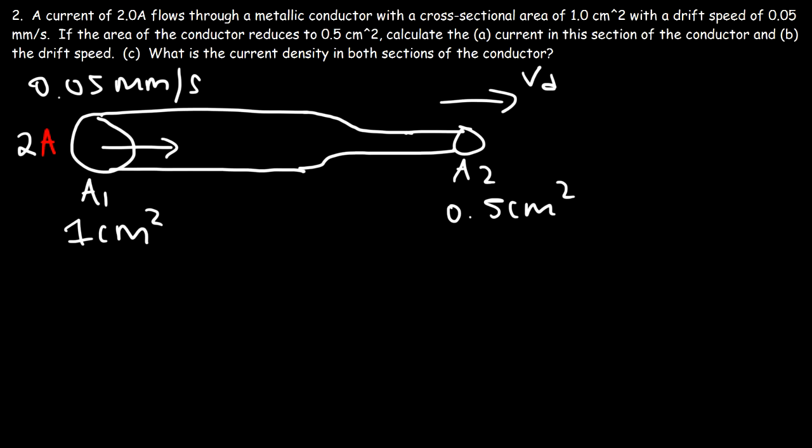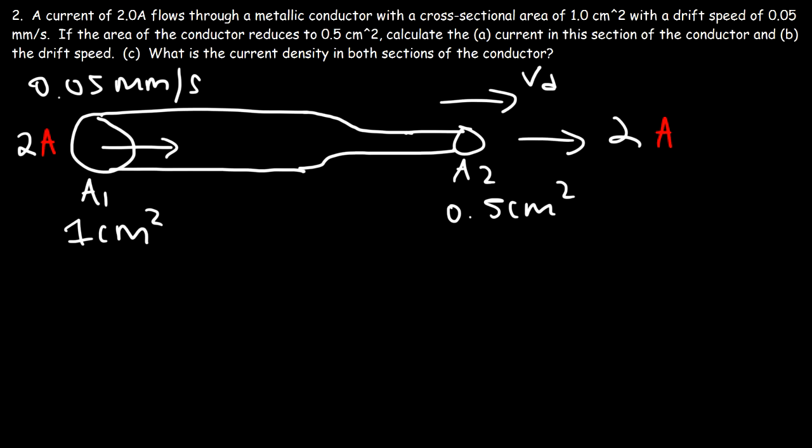Now for a metallic conductor, the current is going to be the same. The amount of current that enters the conductor is equal to the amount of current that leaves the conductor. So this answer is not going to change. So A is still 2 amps. Now part B, what is the drift speed?